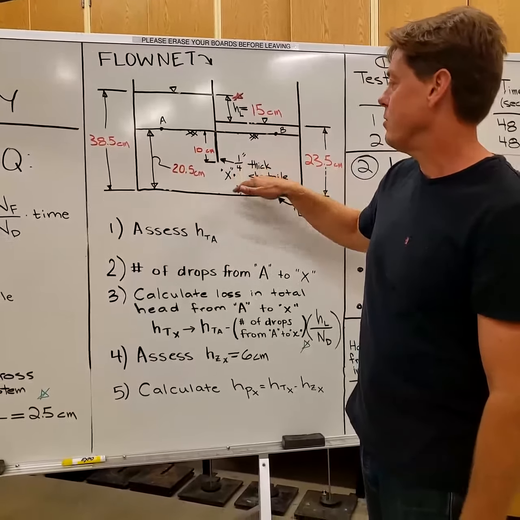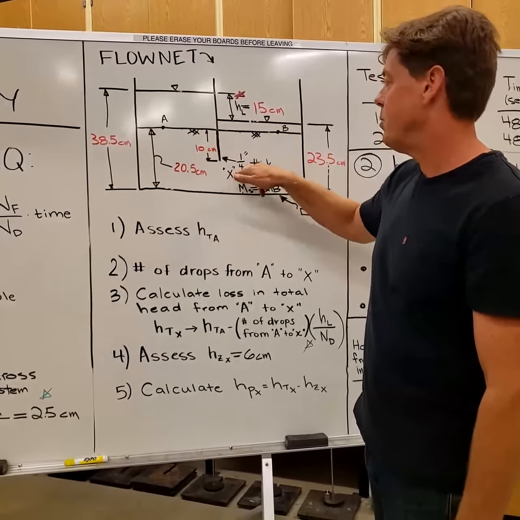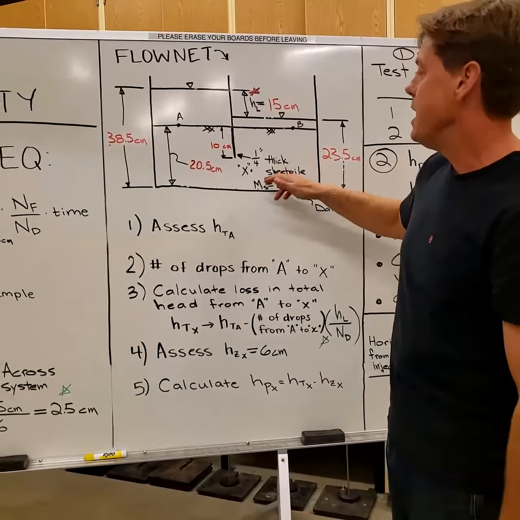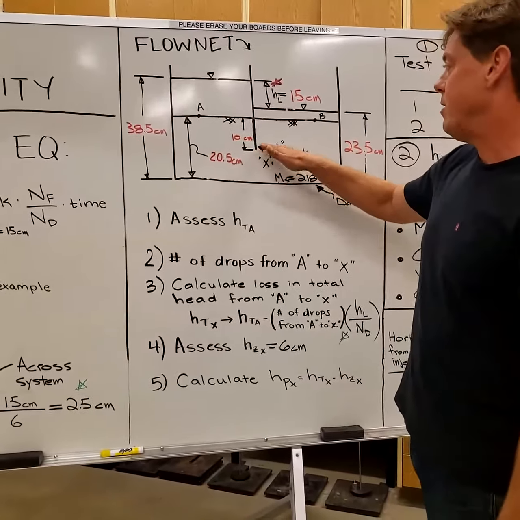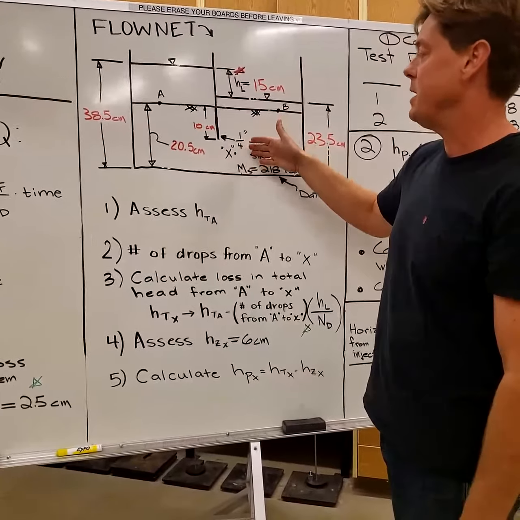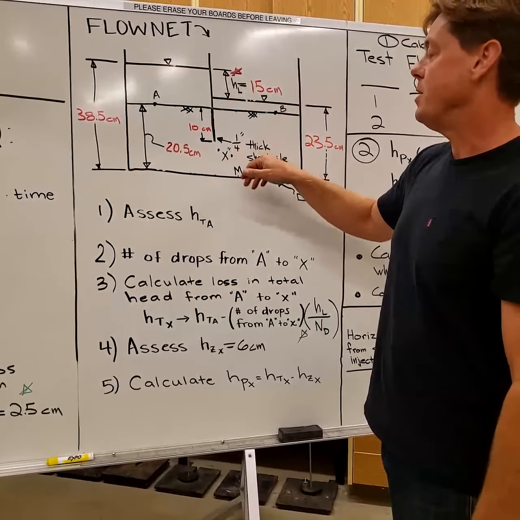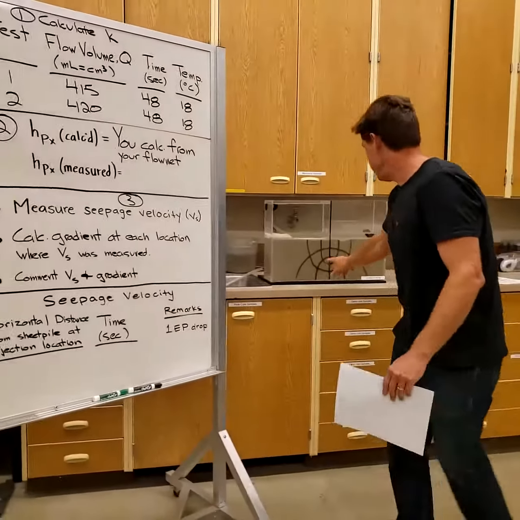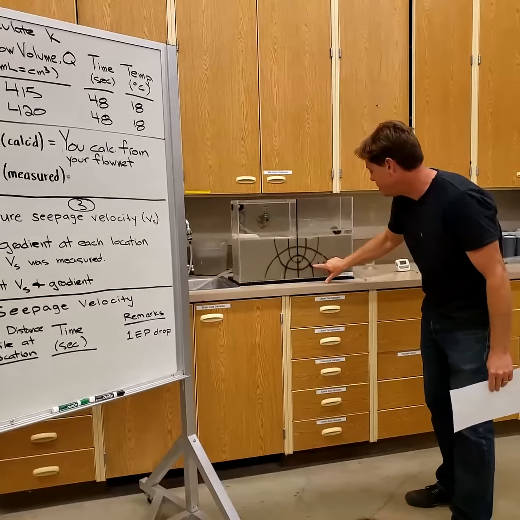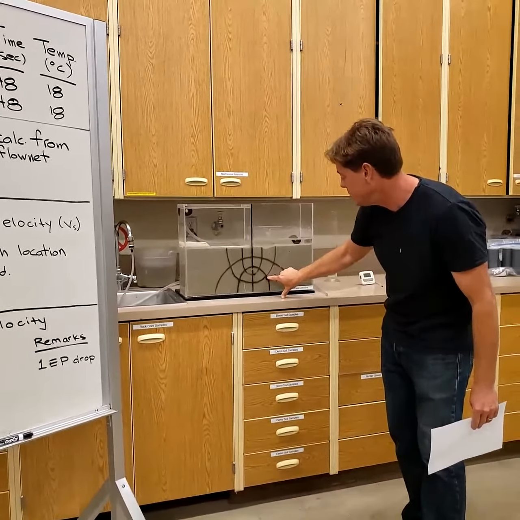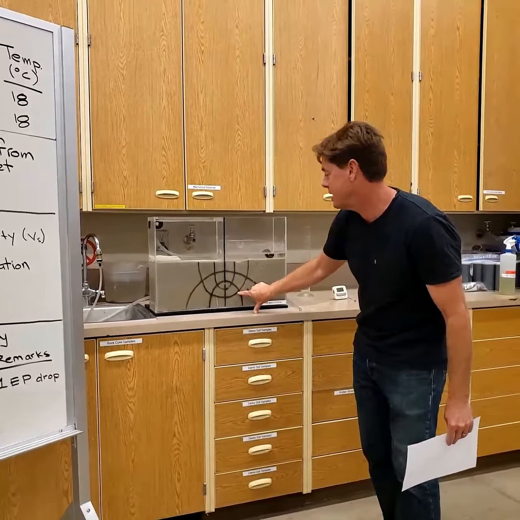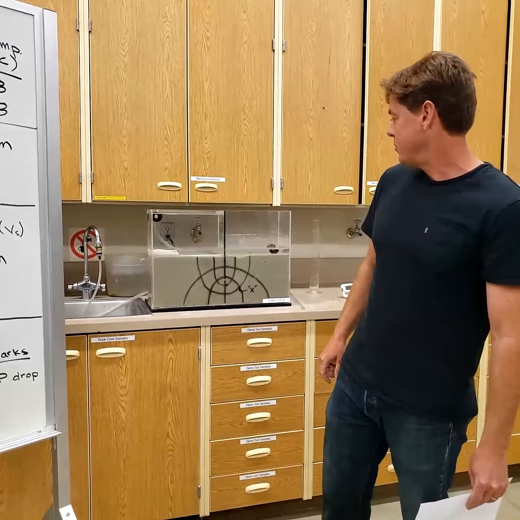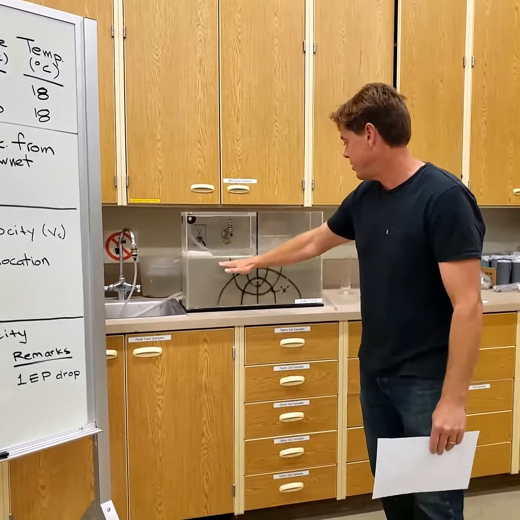Your value for the number of drops it takes to get over to point X might be different from somebody else's because your flow nets are drawn slightly differently. Point X may or may not line up right on an equal potential line. If it's not exactly on an equal potential line, just interpolate where it is between two equal potentials. For mine, I have 1, 2, 3, and it's almost 4 because we're not quite up to this equal potential, so I might say it's 3.9. So you prorate or interpolate how many drops it is from this equal potential all the way down to point X.